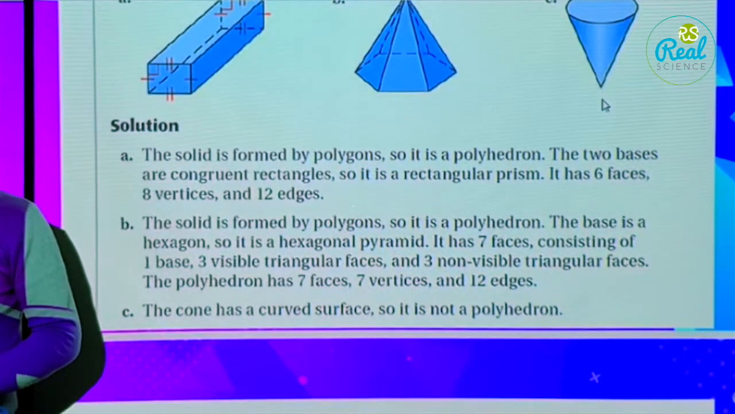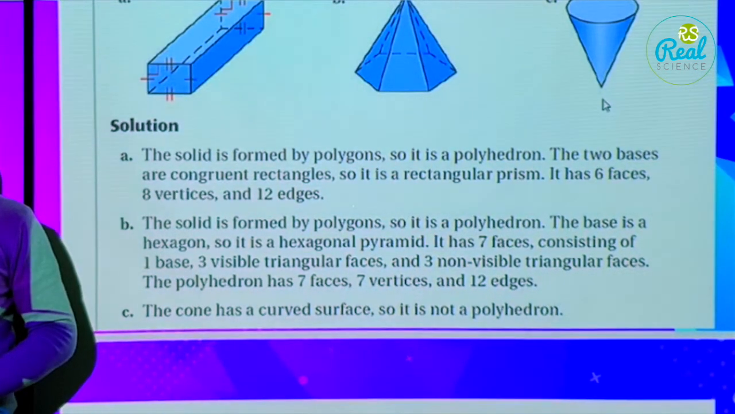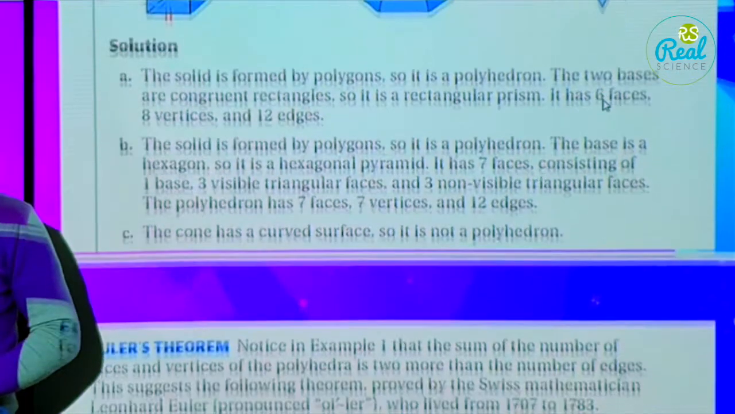So C1. The cone has a curved surface, so it's not a polyhedron. Yeah?